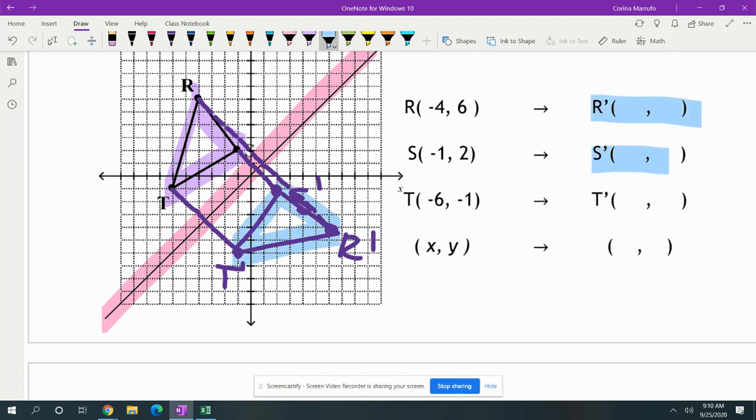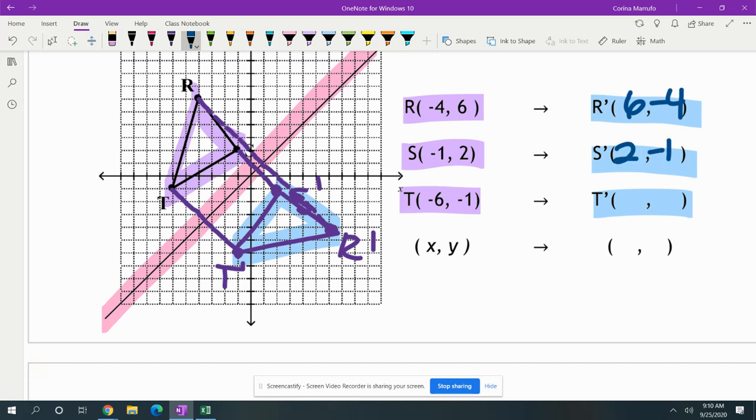So now let's go ahead and write the coordinates of R, S, and T and see what the pattern is to get from R, S, T to the new R prime, S prime, T prime. So R is now, let me count the spaces, 1, 2, 3, 4, 5, 6. It is now (6, -4). And then S is now (2, -1). And T is now (-1, -6).